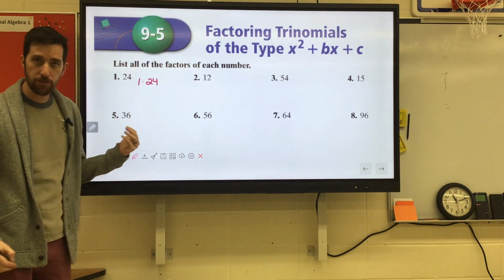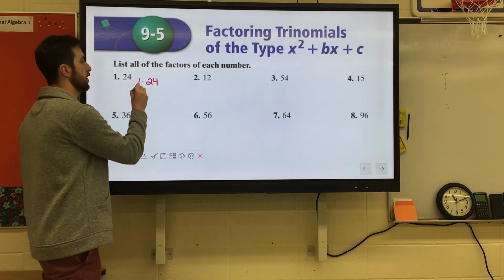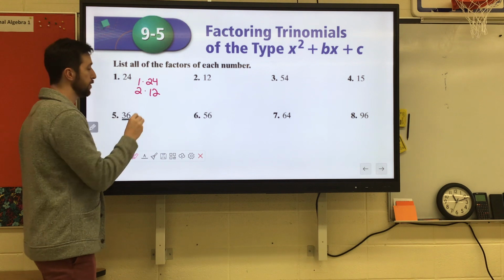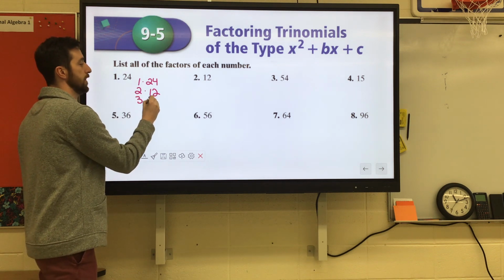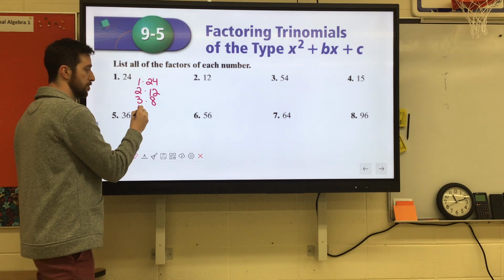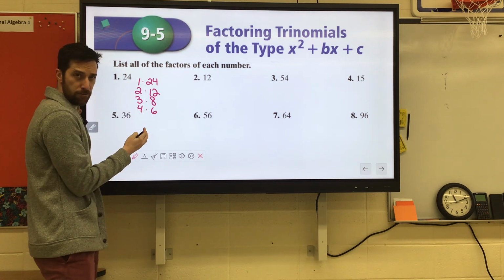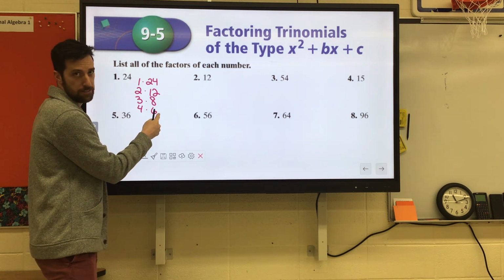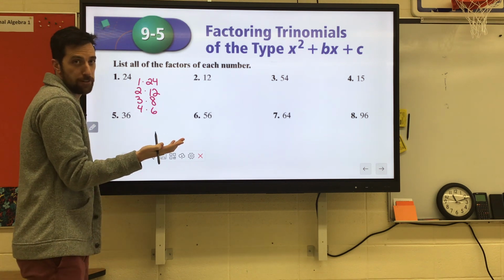Does 2 go into 24? Yeah. It's 2 times 12. Does 3 go into 24? You bet your face it does. That's 3 times 8. Does 4 go into 24? Yeah. 4 times 6. Does 5 go into 24? No, it does not. And then we're at 6, which is on the right side. We've listed all the possible factor pairs.